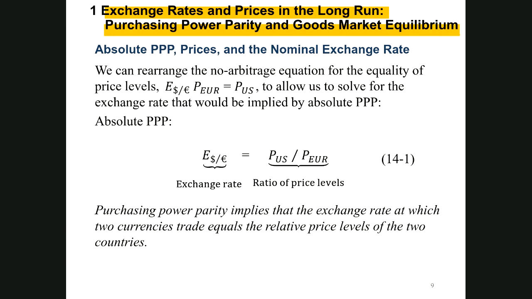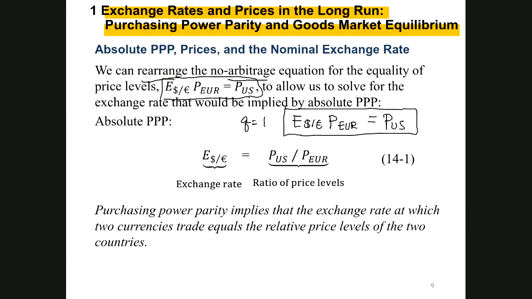So once again, we can rearrange a no arbitrage equation for the equality of the price levels. So Q equal to 1, right? So now I know the exchange rate between those two currencies and the price levels of two countries. Their relationship should be like this. So if I move the price of the foreign country to the denominator on the right-hand side, the exchange rate should be the ratio of the price levels in the two regions. Right? So purchasing power parity implies that the exchange rate at which two currencies trade equals the relative price level of the two countries. Okay, important. So this is the absolute PPP.